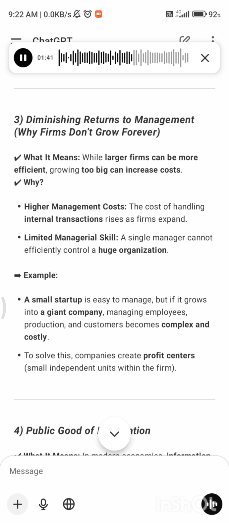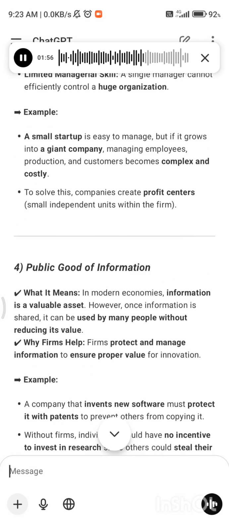Example, a small startup is easy to manage, but if it grows into a giant company, managing employees, production, and customers becomes complex and costly. To solve this, companies create profit centers, small independent units within the firm.